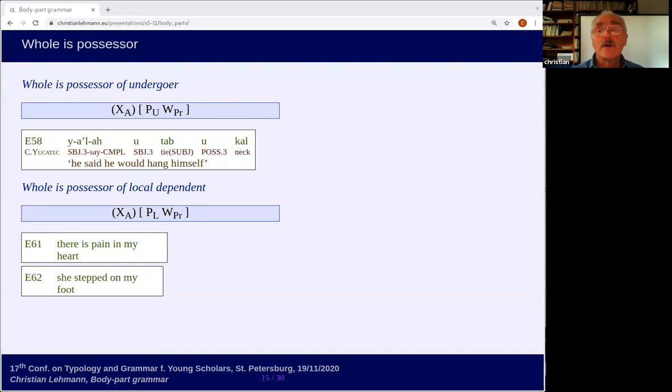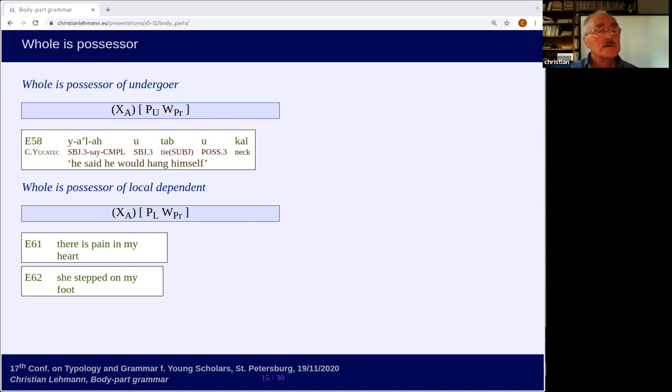So first, the whole is possessor of the undergoer. If body part terms are strictly inalienable, then the language will prefer the adnominal possessor construction. Properties, states, and processes which are relevant to a body part are then not attributed to the animate being as a whole, but directly, excuse me, to its body part.